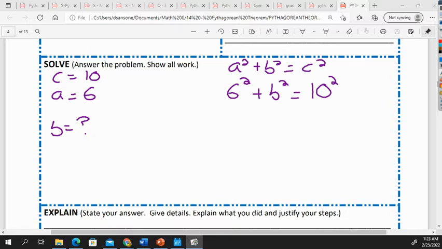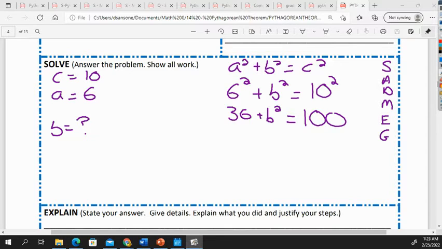All right, the next step, let's simplify anything we can simplify. So I see a bunch of exponents that I can do right now. 6 squared will become 36. B squared, I have to leave alone. I can't do anything with B yet. And 10 squared is 100. So now I want to figure out what B is. But the only way to do that is to get it by itself. So we're going to use SAD-MEG in order to cancel out numbers and get our variable by itself.